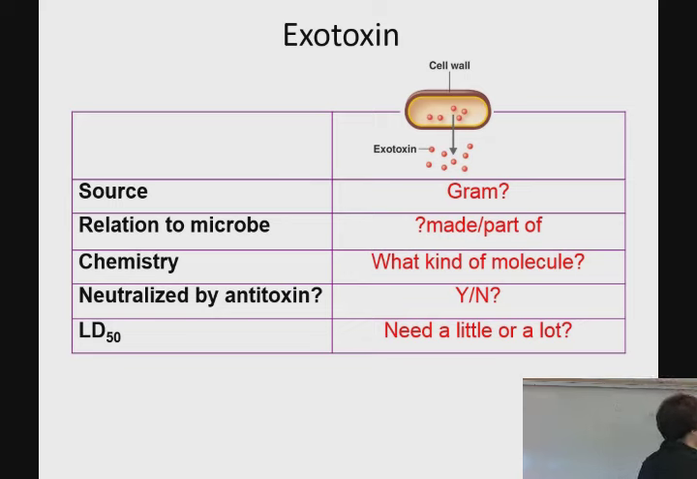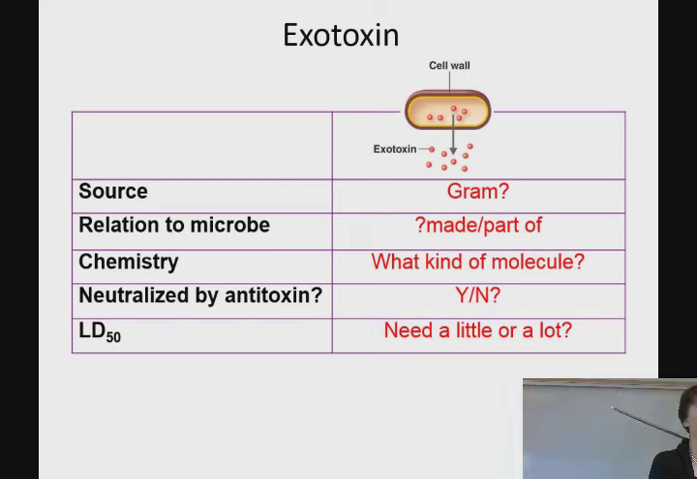Now, if you can make an antitoxin, will it neutralize this type of toxin? The answer is yes. Typically, when you're dealing with a protein, it's pretty easy to make an antitoxin. Proteins just have these very distinctive shapes that our antibodies can easily recognize. Now, let's remind ourselves about this term. Remember LD50 and ID50? What was ID50 and what was LD50? ID50 was infectious dose, right?